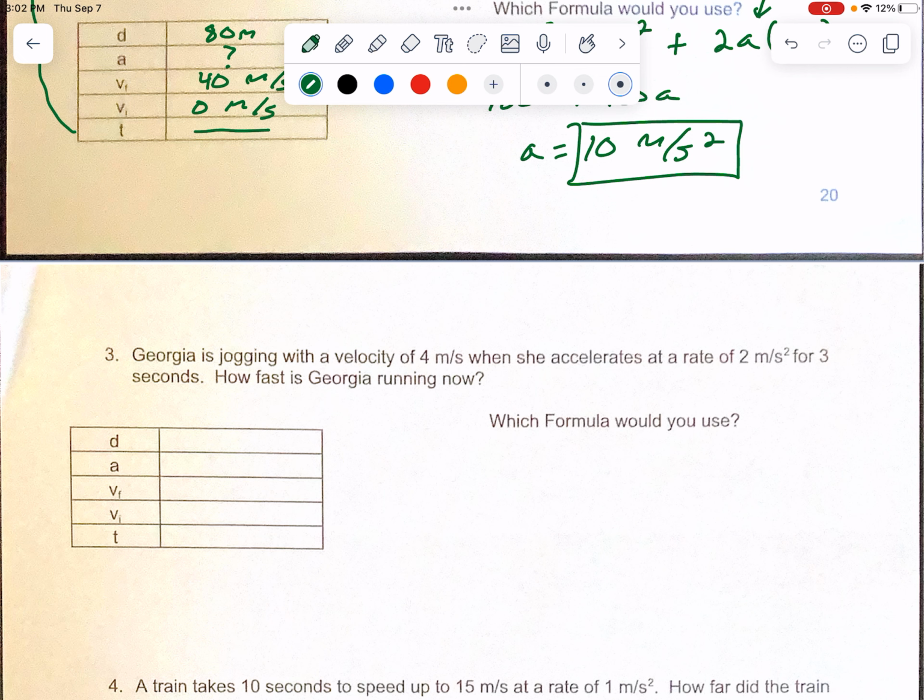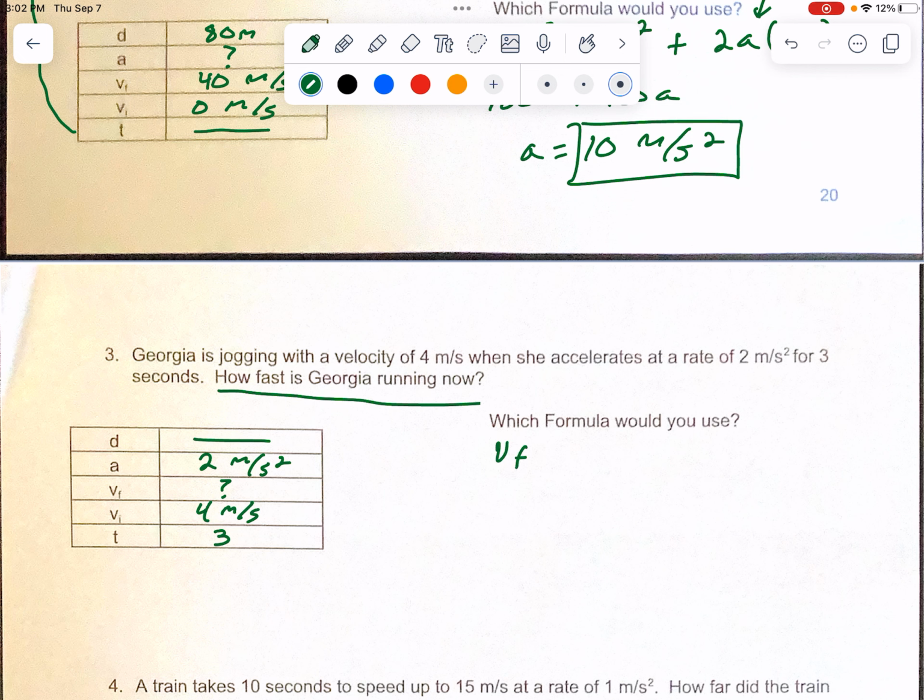If Georgia is jogging with a velocity of 4 meters per second when she accelerates at a rate, that means she's accelerating from 4 meters per second, so my initial is 4 meters per second. Because if you look at the question, it says, how fast is she running now? So my question mark is, what is her final velocity? Her acceleration is going to be 2, and her time is 3. So they did not care about D. So you're going to use that first equation.